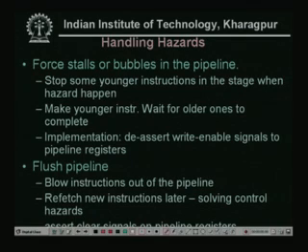Another is flush pipeline, that is, blow instructions out of the pipeline. That means pipeline means some overlapping of stages. So, if this hazard occurs, we just flush out, as if at that time unit some of the instructions are being thrown out.